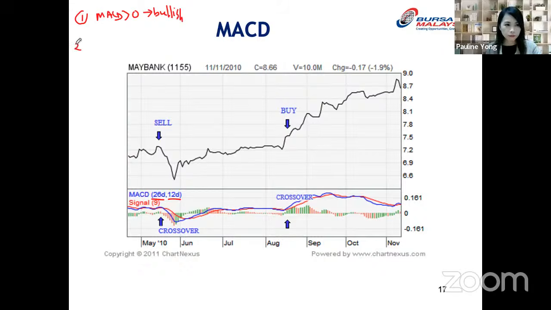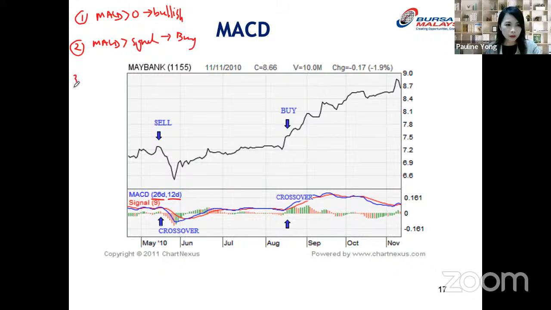Okay, number two, buy and sell signal: when to buy and when to sell. When the blue line, the MACD line, crosses above the signal line, the red line now, then buy.